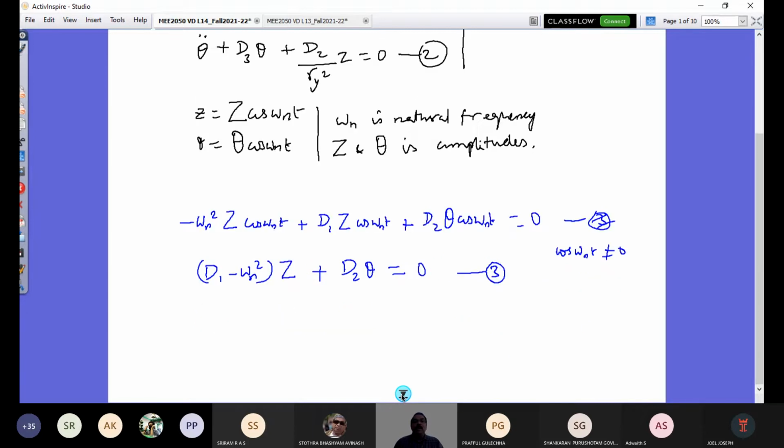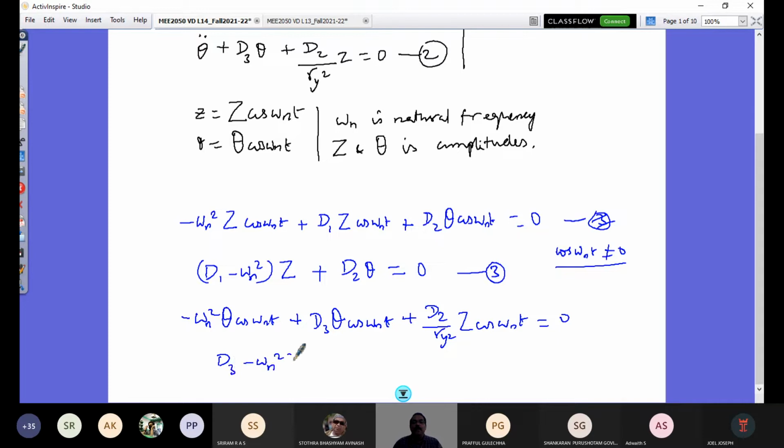And similarly, equation 2 becomes, when I substitute in equation 2, minus omega n squared theta cos omega nt plus d3 theta cos omega nt plus d2 by ry square Z cos omega nt, that's equal to 0. Again, cos omega nt cannot be equal to 0. It is the common term here, so the remaining equation can be equal to 0. I would have it this way: d3 minus omega n squared into theta, this is the amplitude theta, plus d2 by ry square into Z equals 0.